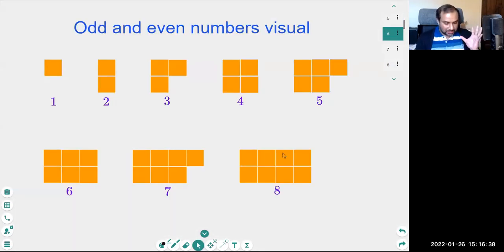Brilliant. So I promise, even if you're not a math specialist or you don't like maths, you'll get this immediately. Odd and even numbers. So one way of looking at odd and even numbers is just arrange them with these tiles, the one tiles, 1, 2, 3, 4, 5, 6.